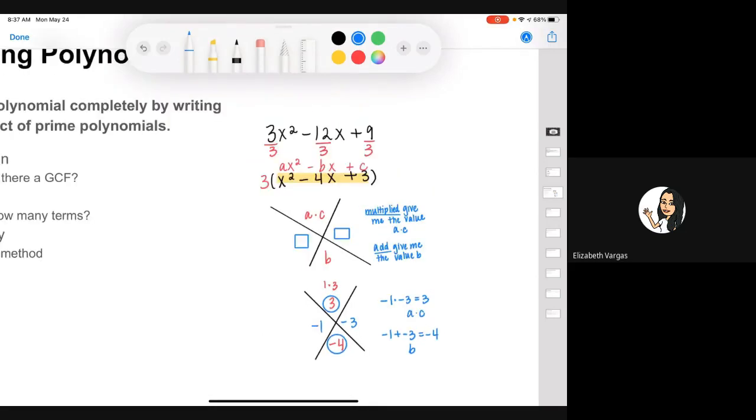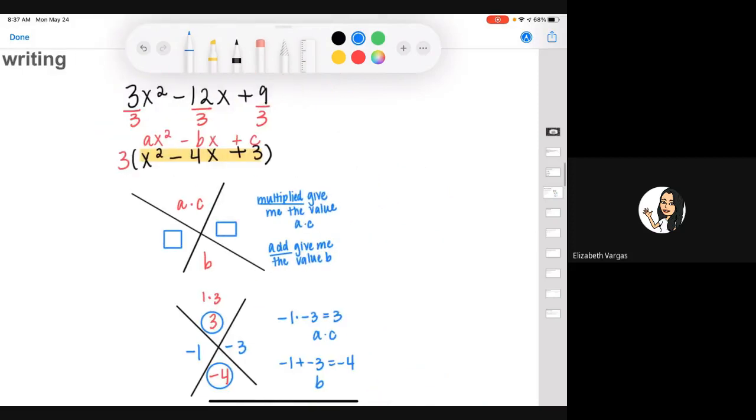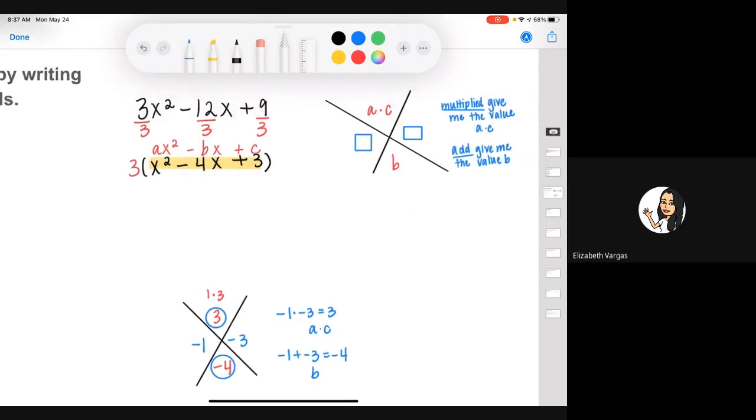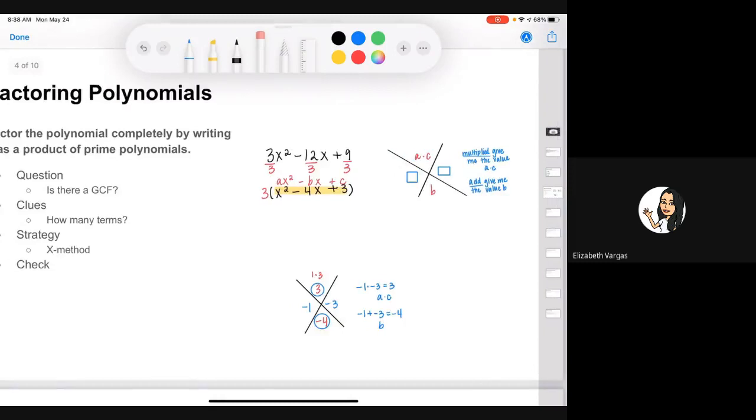Okay, so in the X method, you want to follow what this states right here. On the top, you have whatever your A times your C is. On the bottom, you have whatever your B is. What you're looking for in those blue squares is factors that multiply to give you A times C and add together to give you B. Okay, questions here? Okay, so that's just an easy way to go ahead and factor.